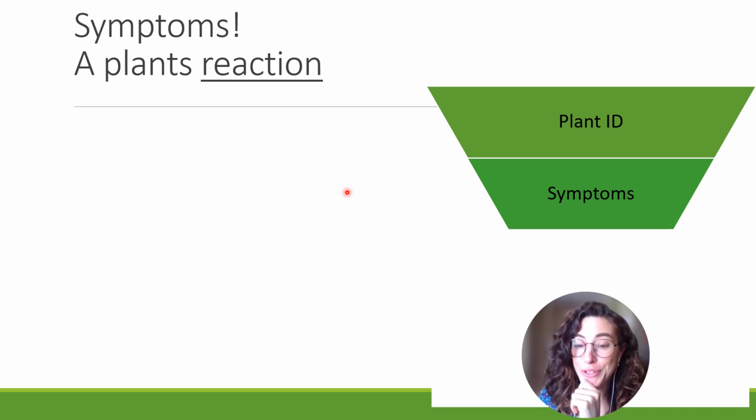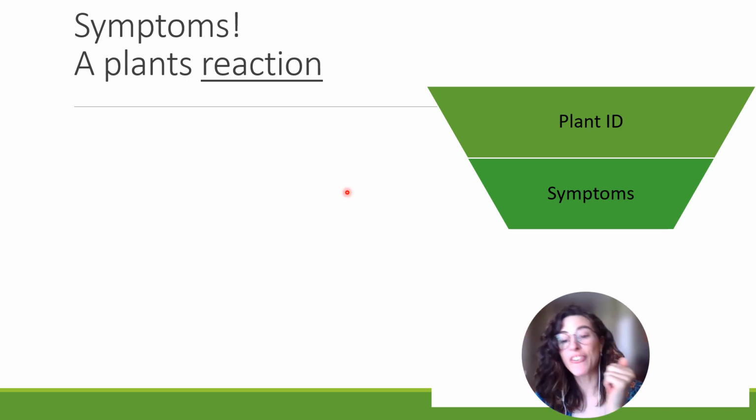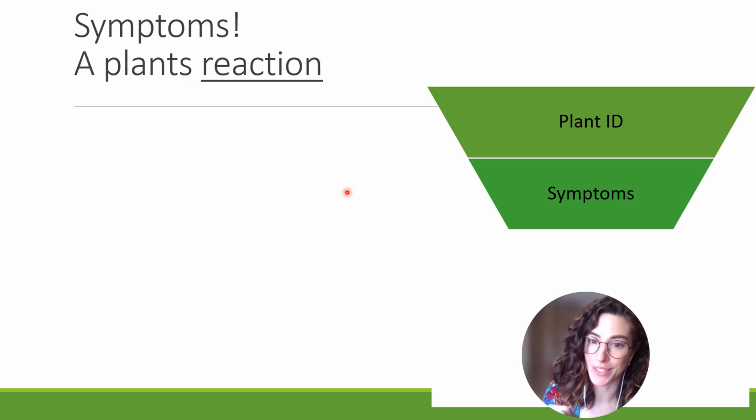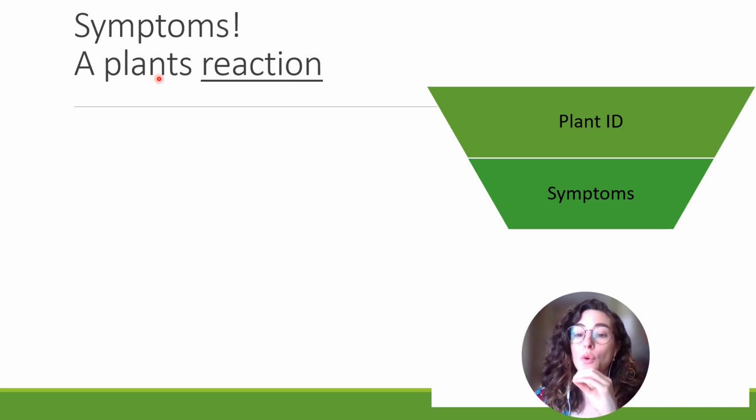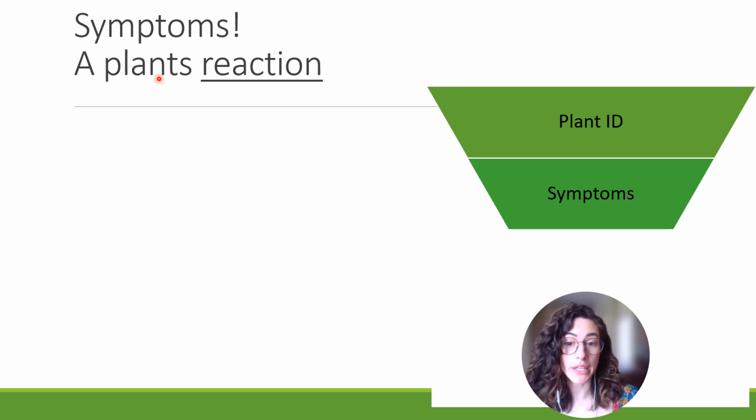The next step to the diagnostic process, the S in the first is symptoms. Now, symptoms are a plant reaction to something, and this is very critical that you know that it is a plant's reaction. And there can be plenty of different symptoms.